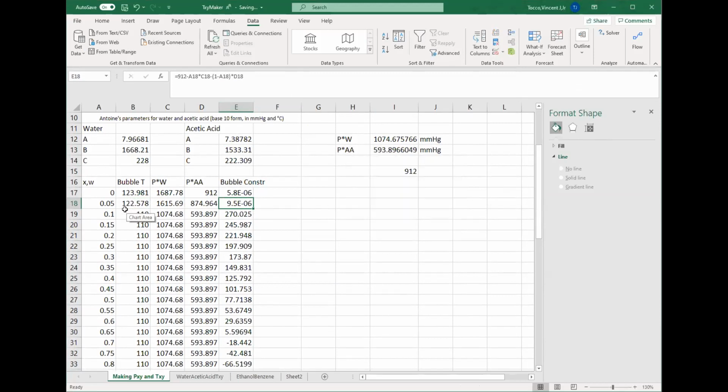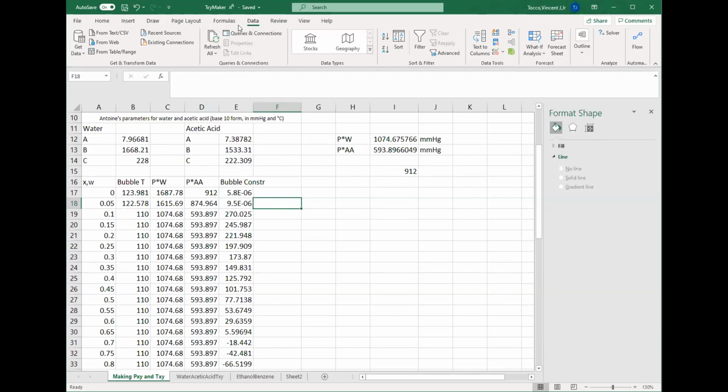All right, and I notice that my bubble point temperature is slowly decreasing, which makes sense. So again, if I don't want to go through and goal seek 20 times, I can use Solver. You may not have Solver on your version of Excel. It's something that you have to add in. If you can't see where Solver is, just Google how to add Solver into your Microsoft Excel. It's very easy to do.